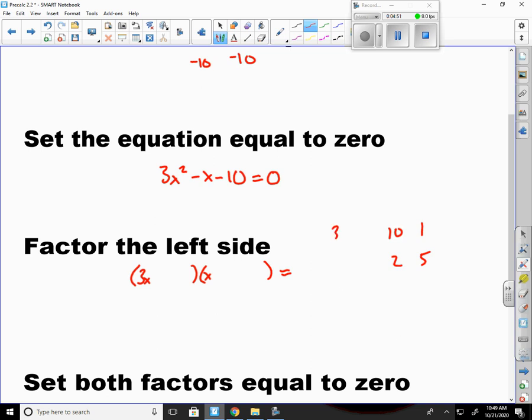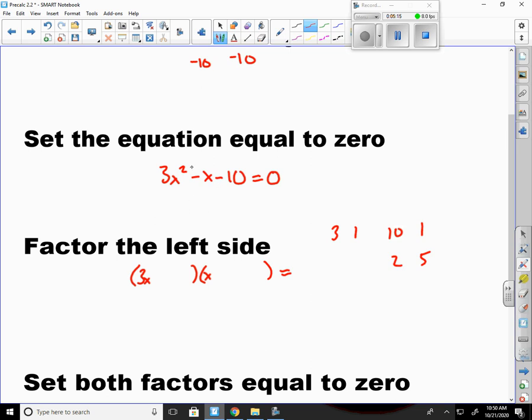Now my factors of 3 were only 3 and 1. So I need to figure out what's going to add together to give me a negative x. If I did 3 times 1, that gives me 3. And then 10 times 1 gives me 10. 3 minus 10 gives me negative 7. 10 minus 3 gives me positive 7. So that's not going to work.